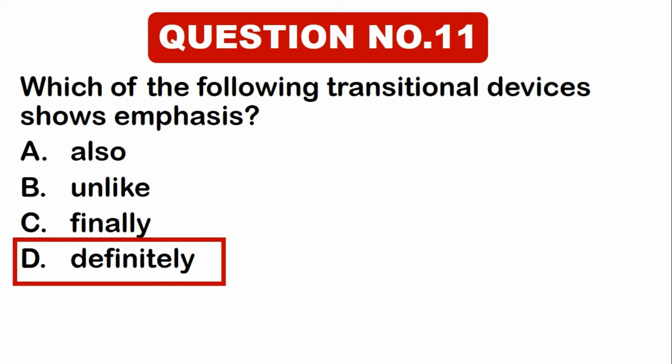Option A, also, shows not emphasis but addition. Option B shows not emphasis but difference or dissimilarity. And option C shows order. Finally, shows order or sequence, not emphasis. So the correct answer is definitely.